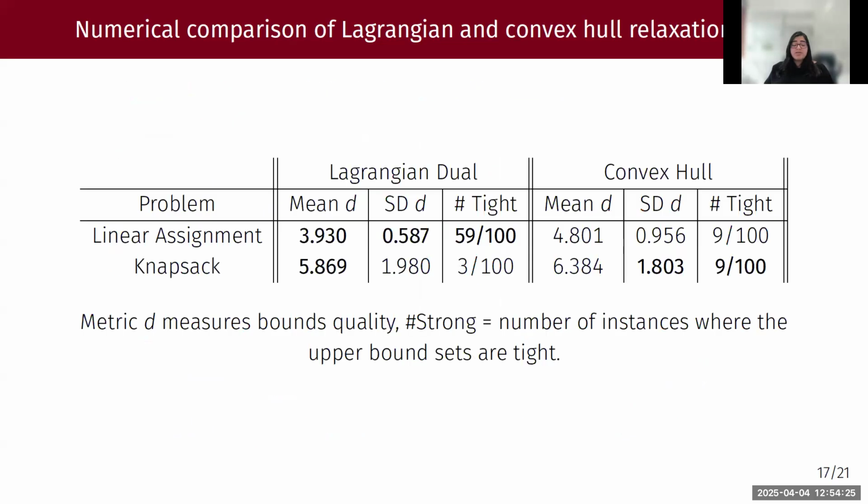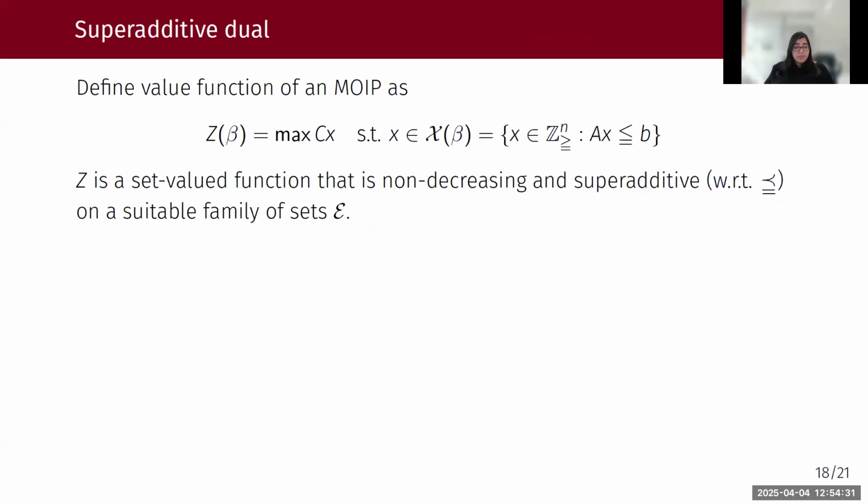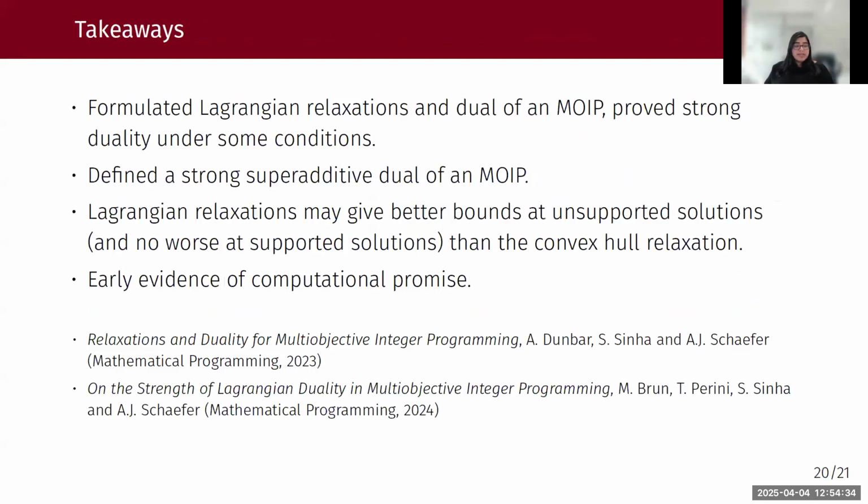This is an example of one illustration. We did it over multiple random instances and recorded this and found that the Lagrangian dual shows some promise. Superadditive dual, I'll skip away. So let me just talk about the takeaways.